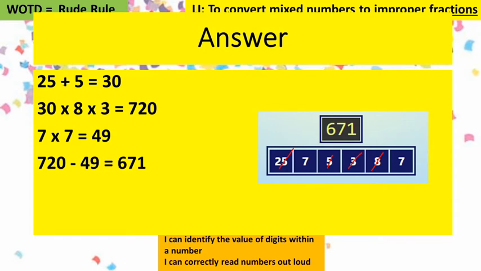So 30 times 8, 3 times 8 is 24, so 30 times 8 is 240. Multiply that by 3 is 720. Then we've got 7 times 7, which is 49, which you know from our times tables. Then you take 49 away from 720 and you get the target number, which is 671.